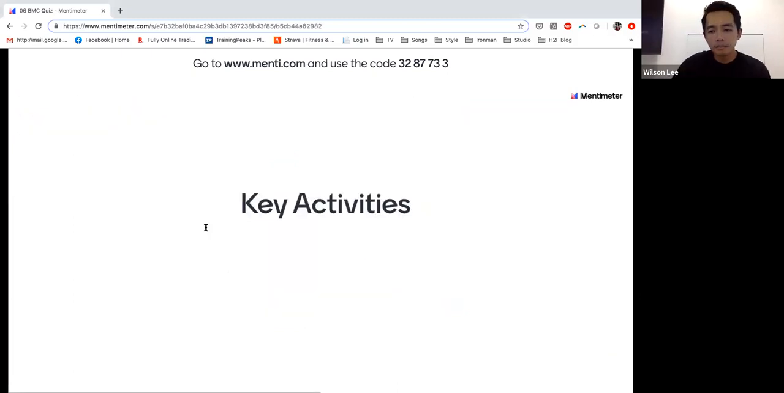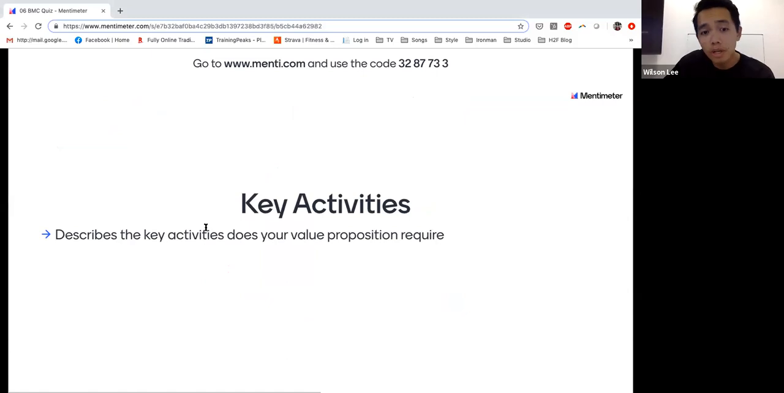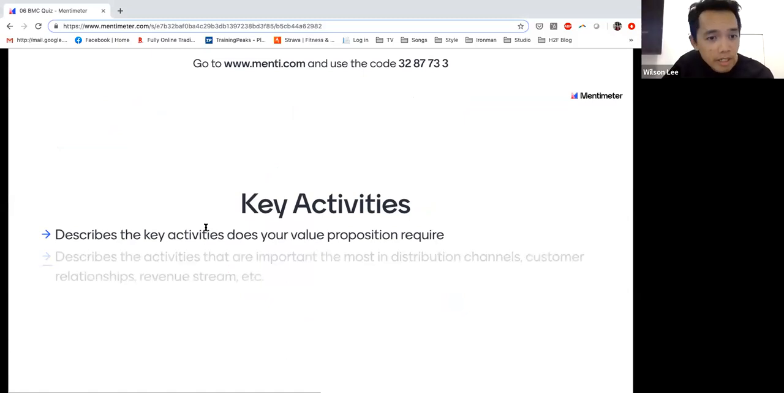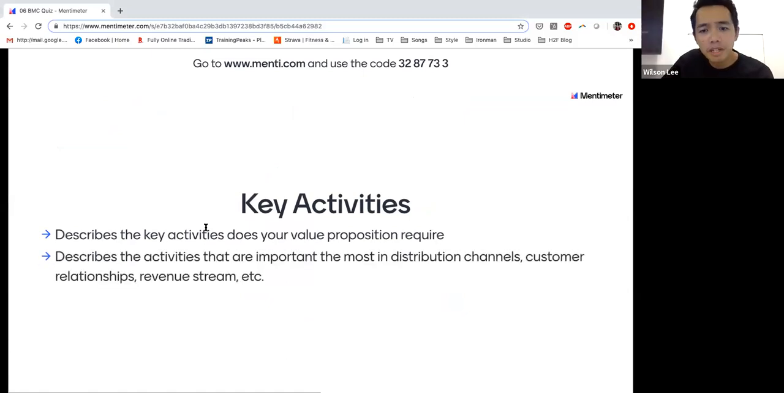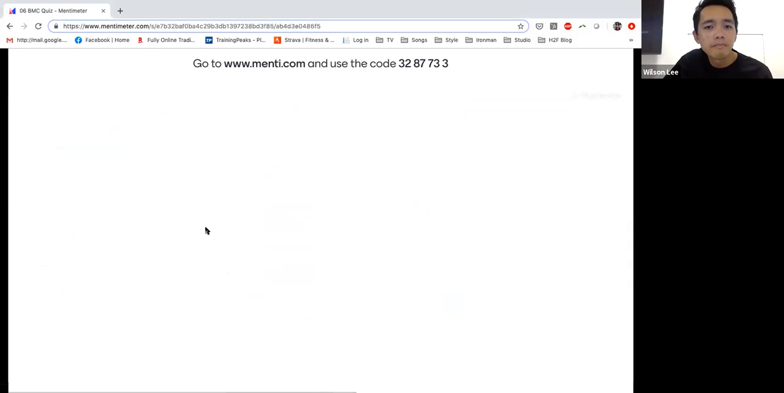Key activities describes what activities your value proposition requires, and which ones are most important in your distribution channels, customer relationships, and revenue streams. So the things that make your business happen.